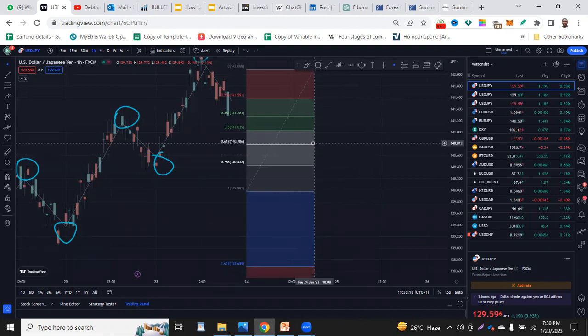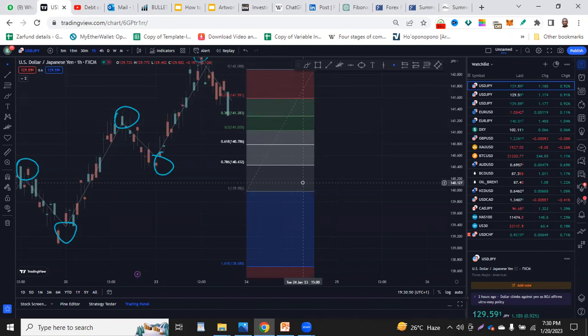We know that there's 0. We know there's 23.6 there. We know that there's 38.2. We know that there's 50, 61.8, and 78.6. We said before, the two most important ones are the 0.5 and the 61.8. Those are the most important ones. Then we can add the 78.6, because we said before that it's useful when you're trading GBP USD sometimes. So we will stick with those 3 numbers.